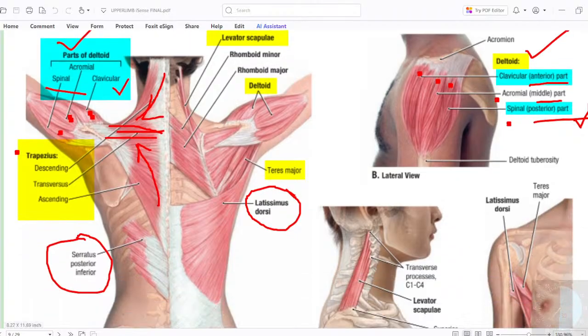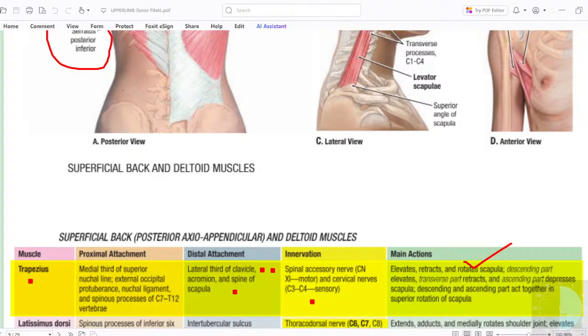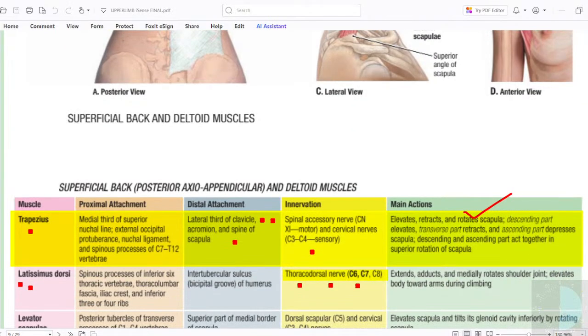So yesterday we covered up to deltoid and trapezius. Trapezius also has three kinds of fibers, not important for the exam, just for our orientation. Trapezius function is important. It elevates, retracts, and rotates the scapula. The descending part elevates, the transverse part retracts, and the ascending part depresses. Remember this.